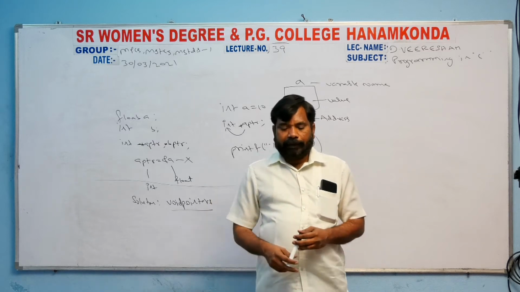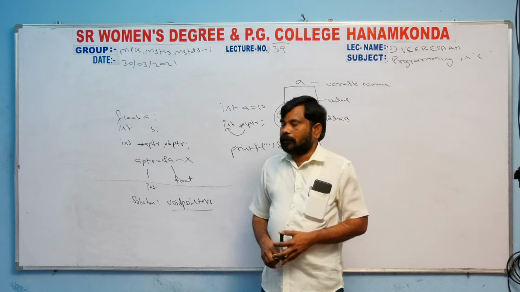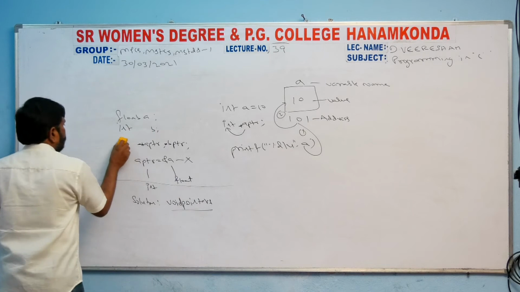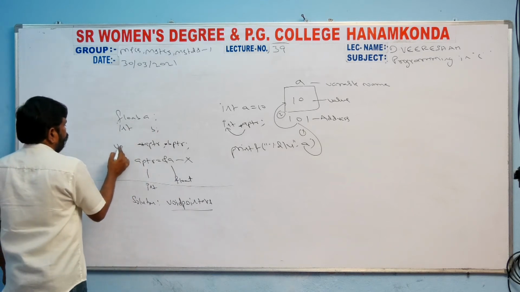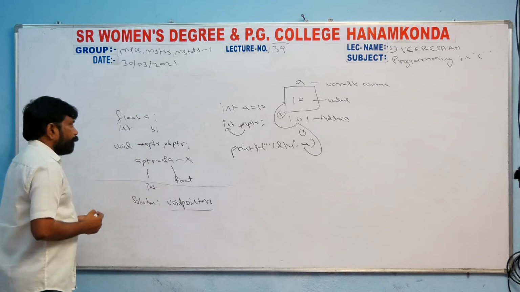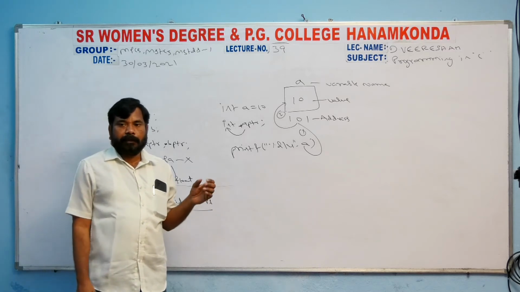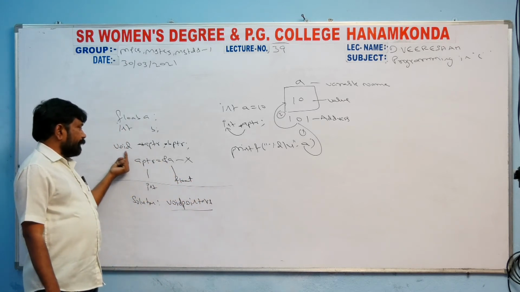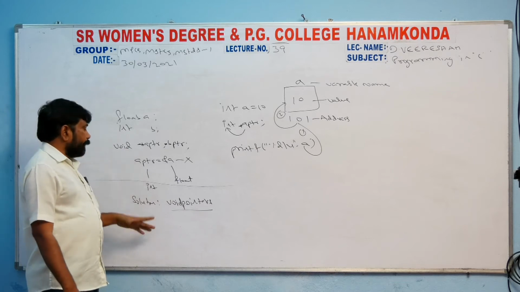So this can be done by a void pointer. Void means null or empty. Then how to declare the data type here? In the place of this, I have to declare void *A_pointer, *B_pointer. In the place of the data type, I have to use the keyword void. Void means null or empty.